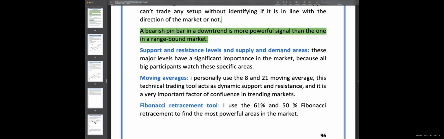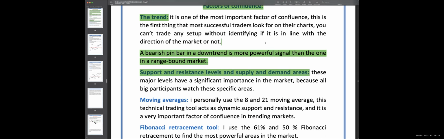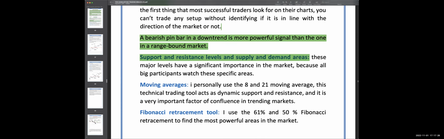Support and resistance levels in supply and demand areas, like these are all confluences we're looking at, right? So there's the trend, then there's support and resistance levels in supply and demand areas. These major levels have a significant importance in the market because all big participants watch these specific areas.